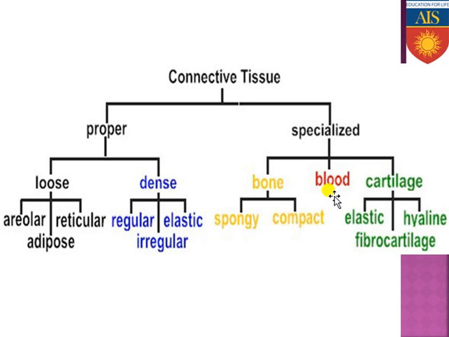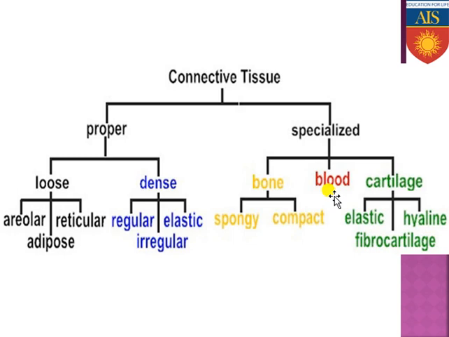Within connective tissue proper, there are two types: loose connective tissue and dense connective tissue. Loose connective tissue is further divided into areolar, adipose and reticular connective tissue, and dense connective tissue is further divided into regular, irregular and elastic connective tissue. The specialized type is divided into three categories: blood, bone, and cartilage.